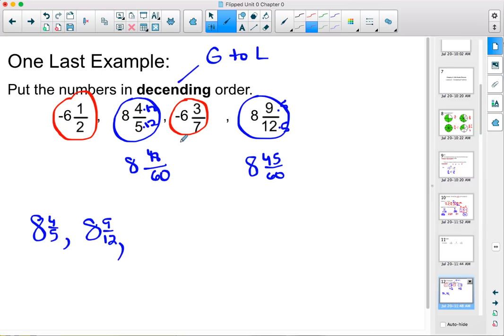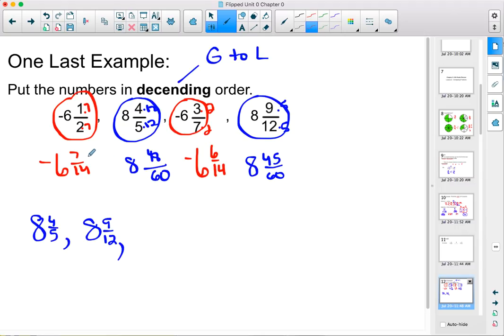Remember, with negatives, the rule gets flip-flopped. If it looks bigger, it's actually smaller because it's farther away from 0 on the number line. I'm going to multiply by 7 here because my common denominator is a 2, or it's 14, pardon me. I'm going to multiply by 2 here to get that common denominator of 14. That gets me -6 and 7/14, -6 and 6/14.